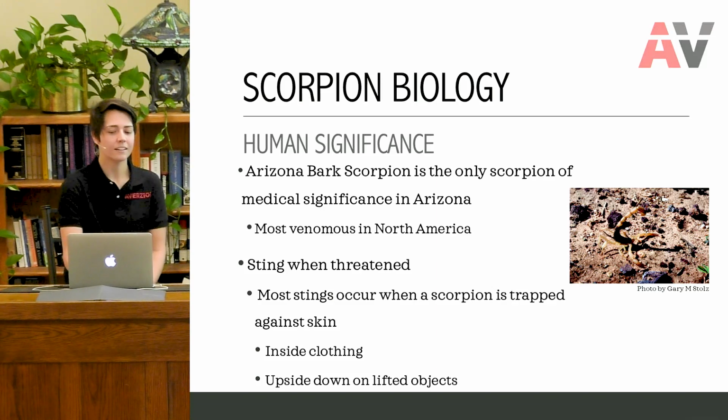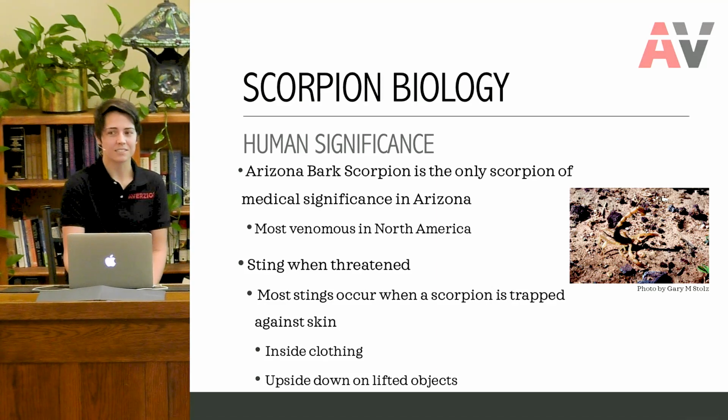All right, so last I'm going to touch on human significance for now, and then we'll jump into some control methods in a little bit. But human significance of the Arizona bark scorpion is it generally affects mostly vulnerable people. So when I say vulnerable, I mean children who are going to be the most at risk when they're stung for these severe symptoms. Again, the Arizona bark scorpion is the only scorpion of medical significance in Arizona and is the most venomous in North America.